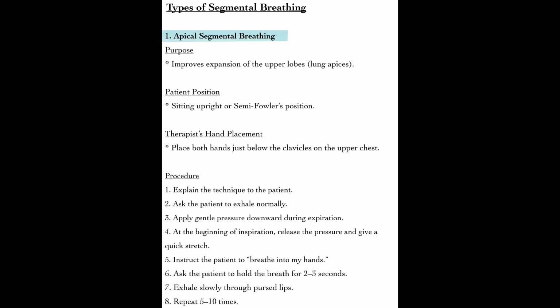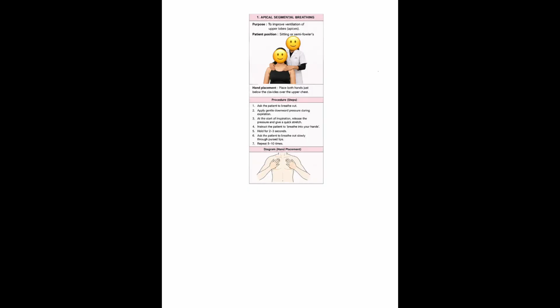Procedure: explain the technique to the patient, ask patient to exhale normally, apply gentle pressure downward during expiration. At the beginning of inspiration, release the pressure and give a quick stretch. Instruct the patient to breathe into my hands. Ask the patient to hold breath for 2 to 3 seconds. Exhale slowly through the pursed lips and repeat it for 5 to 10 times.